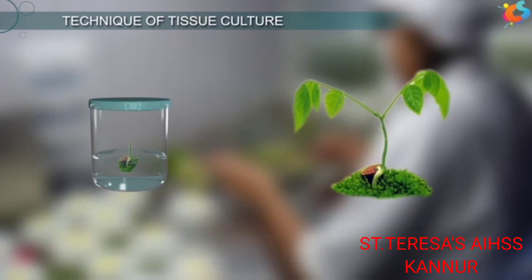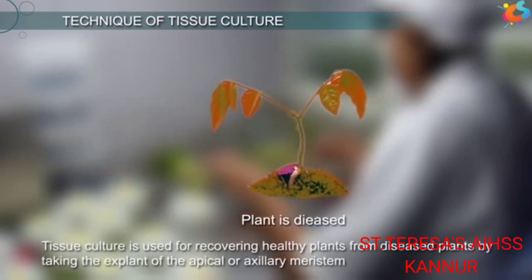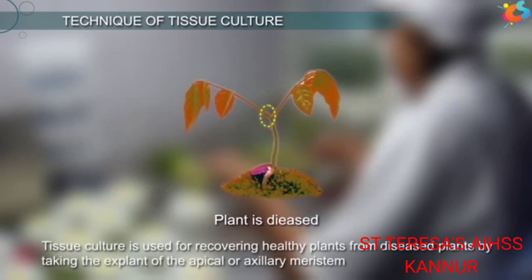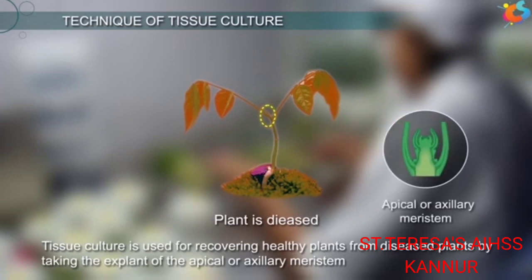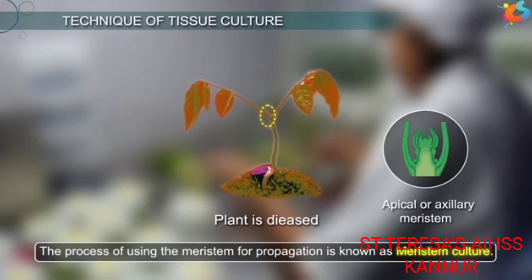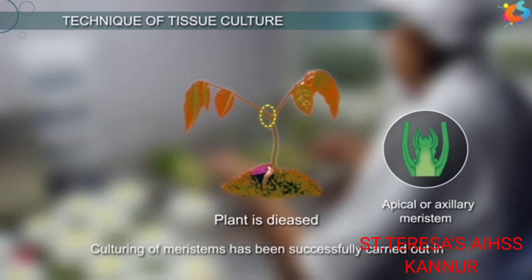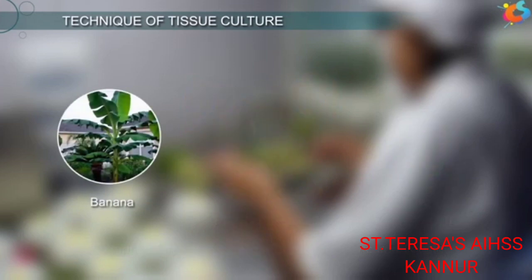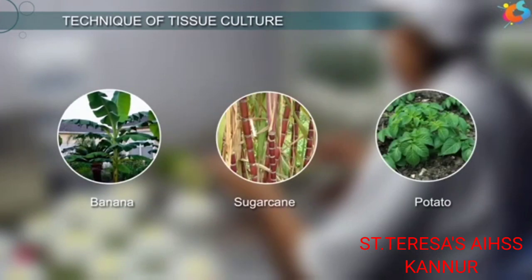Even when a plant is diseased, tissue culture is used for recovering healthy plants from diseased plants by taking the explant of the apical or axillary meristem. This is done because the meristem is always free from pathogens due to lack of vascular supply. The process of using the meristem for propagation is known as meristem culture. Culturing of meristems has been successfully carried out in plants such as banana, sugarcane, and potato.